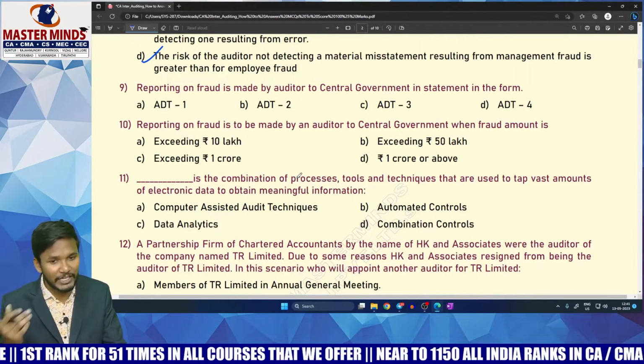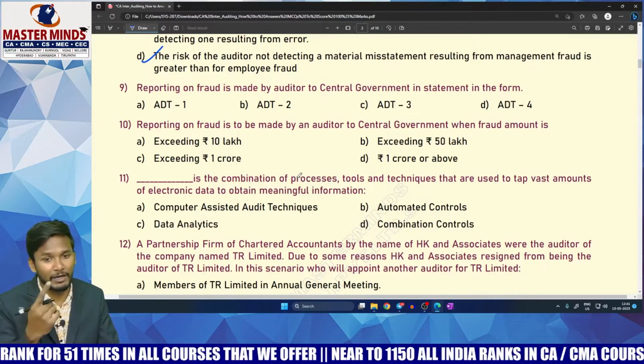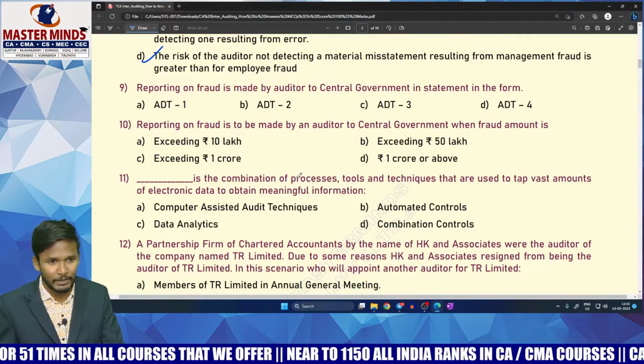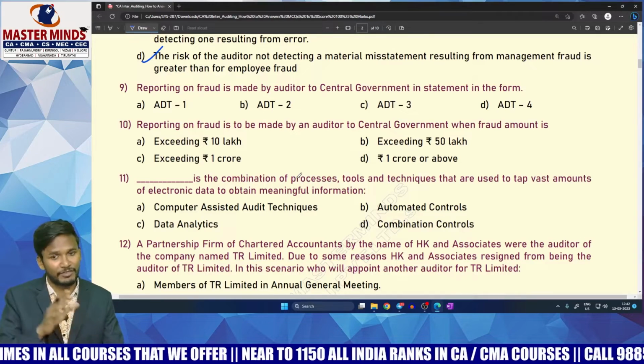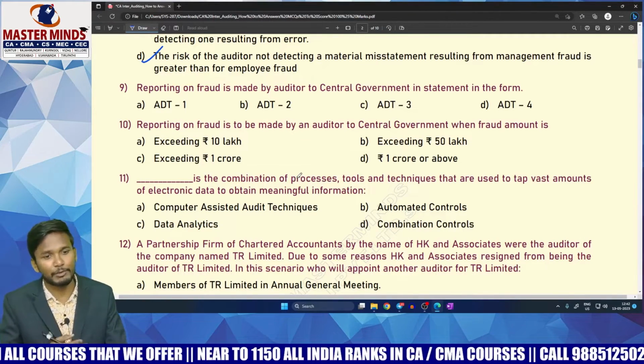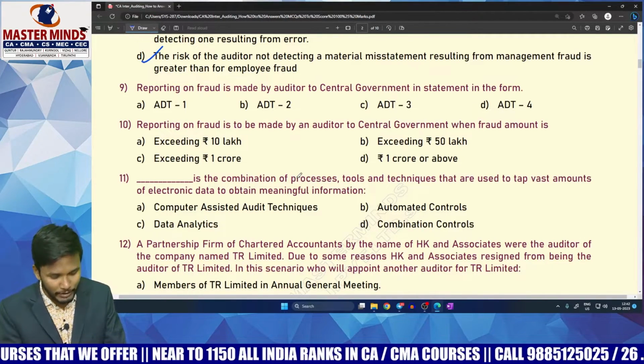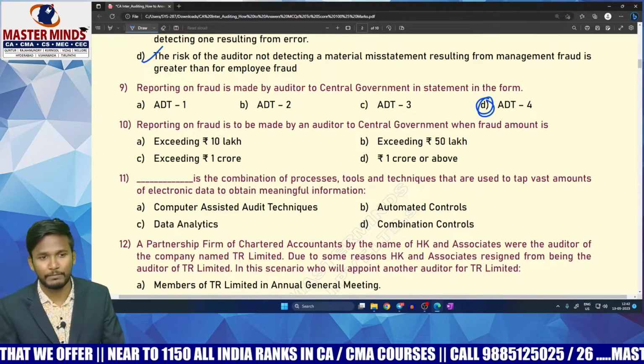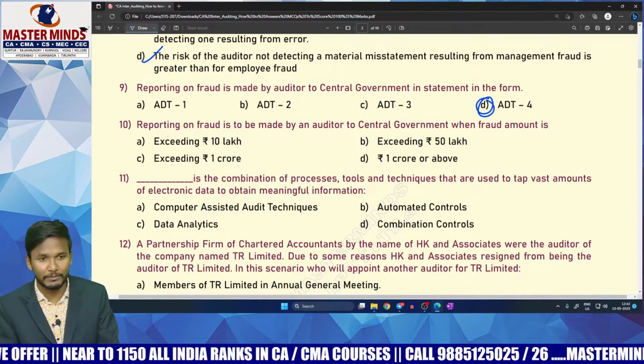Within 45 days you are getting a reply. From the reply date you have to inform the government within 15 days of time. If you are not getting a response after the 45th day, wait for 15 days. Within 15 days you are supposed to report. So fraud reporting, what is the form? ADT 4. Yes. Next, question number 10.